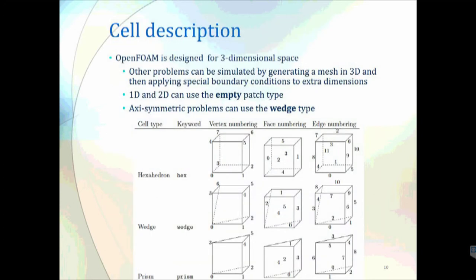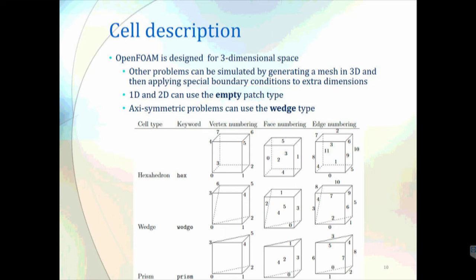Now, cell description. A cell, as I described earlier, can be a hexahedron box like this, a cuboid, or it can be of several other types as well. And the numbering for the cell can be based on the vertices, the corner points, or it can be based on face numbering, or it can be based on edge numbering. We will be using this vertex numbering system.